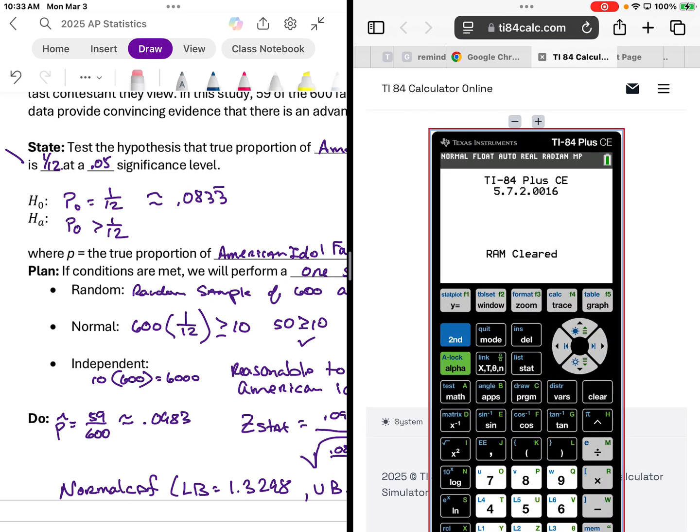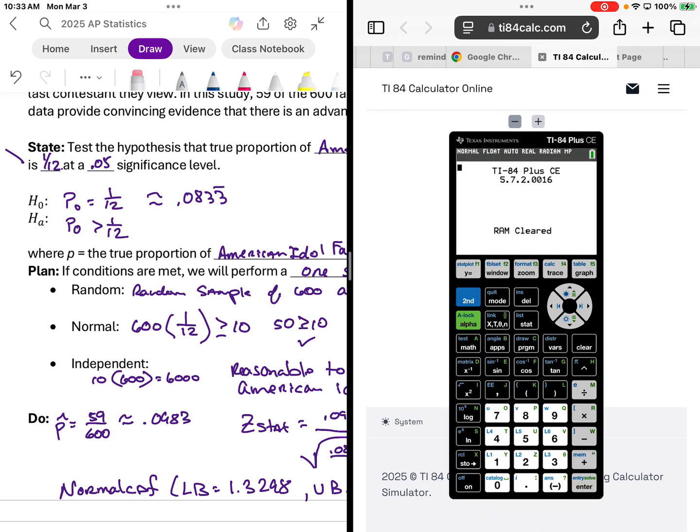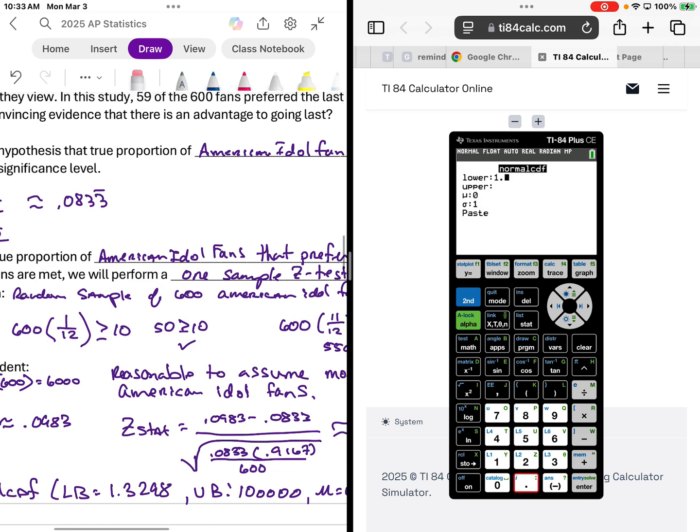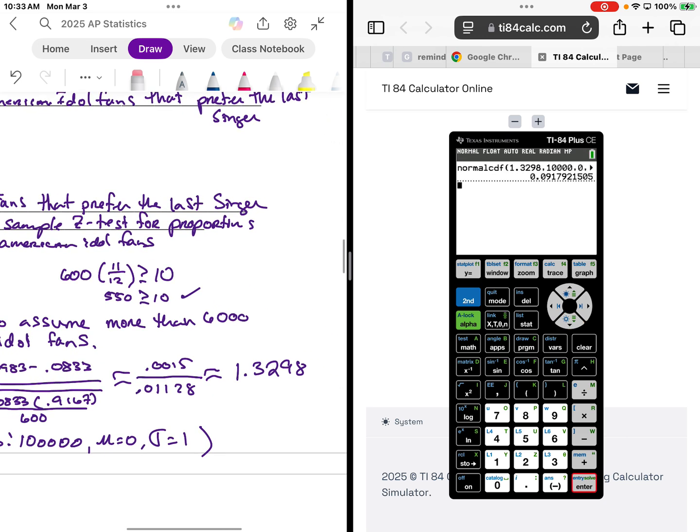All right, so smaller screen, second vars, normal CDF, 1.3298, upper bound. Again, you can do something big, leave the rest alone, 0 and 1. Hit enter a few times, and this tells me that it's approximately 0.0918.